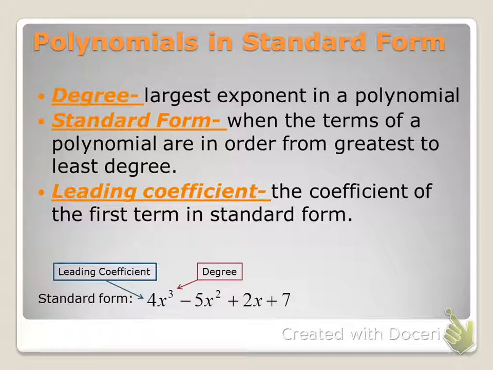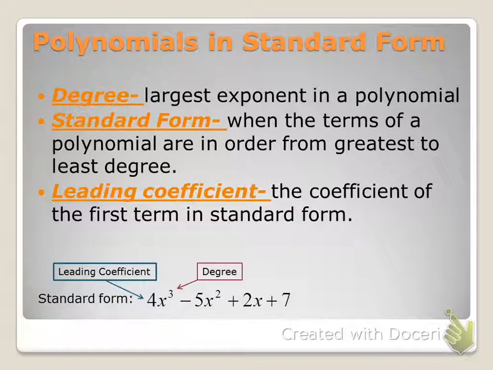Some other major players on the vocab side of things for this section. First one being degree. A degree is the largest exponent in a polynomial. Whatever the biggest exponent is, that's the degree. If you come in here when Algebra 2 kids are in here lately, you've probably heard me say that word before. Degree and leading coefficient, that's what they're working on right now.